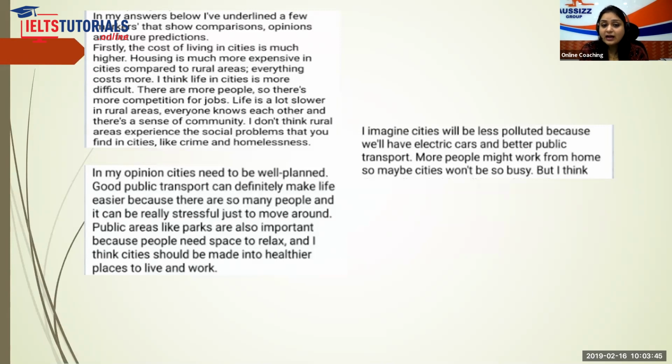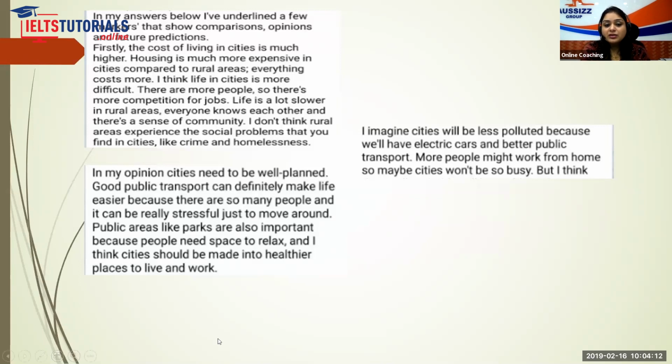See, at last, particularly, I think cities should be made into. So I have given my opinion two times. I have followed OREO. O means opinion. Then I've given my reasons. Then I have taken my examples, like public areas like parks are also important. And then finally, I restate my opinion. I think cities should be made into healthier places. So in this way, you have your thoughts.